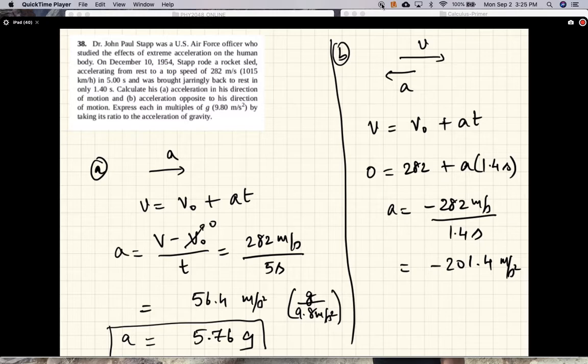The negative sign tells you that the acceleration is in the opposite direction of the velocity. Velocity was positive, that's the initial velocity. All right, again, expressing this in terms of g, this is 20.6 g's. So the stopping acceleration on him was 20.6 times his body weight. As he was slowing down, the forces from the straps on his shoulders were 20 times his body weight.